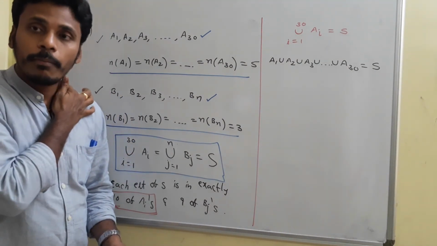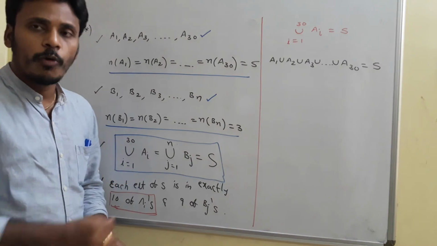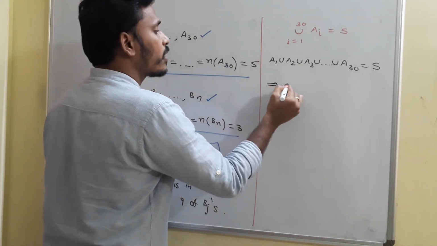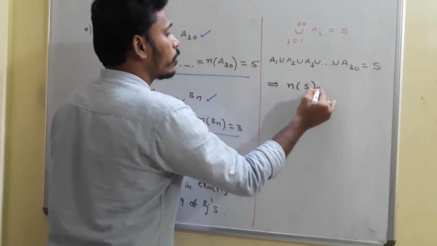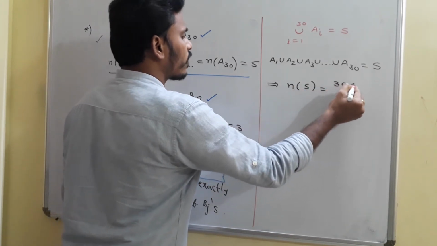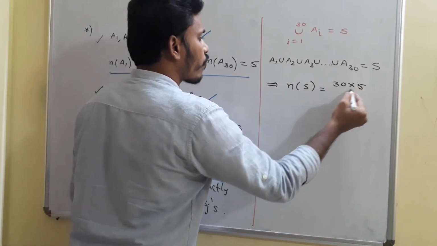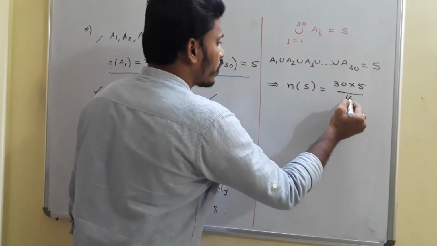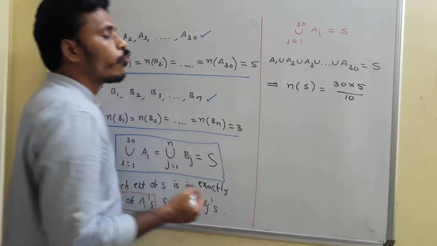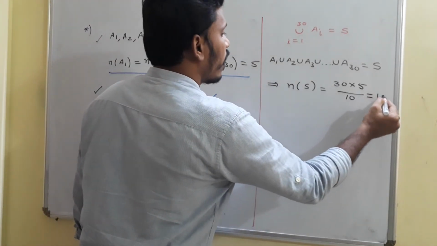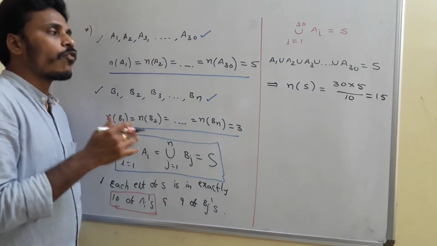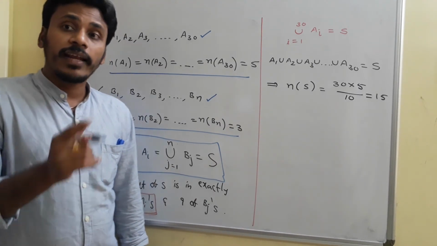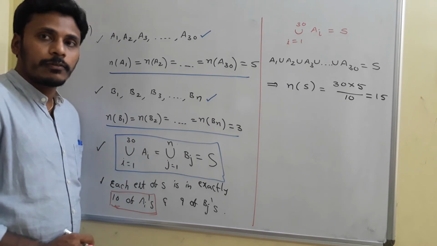So at the end, how many elements will be there? Not 150, but just 15. So I will write it like this. That implies n(S) equals, totally there are 30 sets and each set has 5 elements, but as per this restriction we need to divide by 10, and 30 into 5 by 10 is equal to 15, and that is clear. So the number of elements in the set S is 15. There ends the problem. And the next task is they ask us to find the n value.